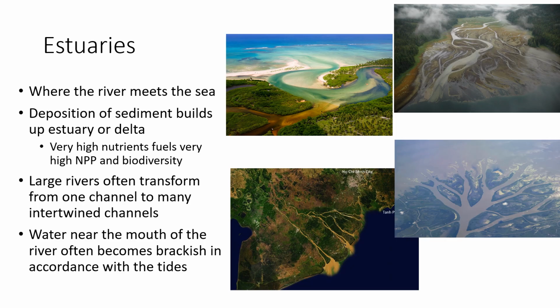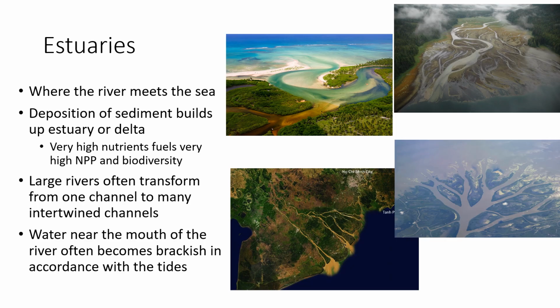Estuaries have very high nutrients because that sediment contains nutrients, and we therefore have very high net primary productivity and biodiversity. It's the most productive part of the river. Now that is obviously going to depend on the amount of nutrients in that river, the latitude that that river is in, and a tropical river tends to have a more productive estuary than an Arctic river, for example.